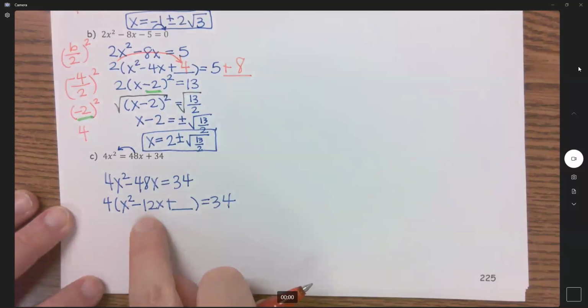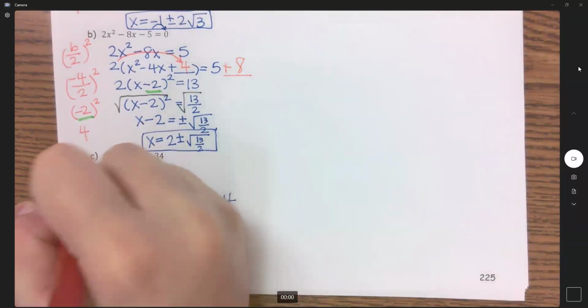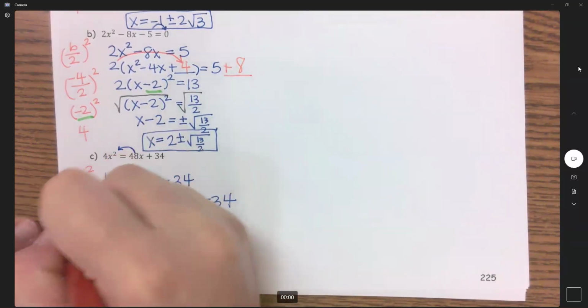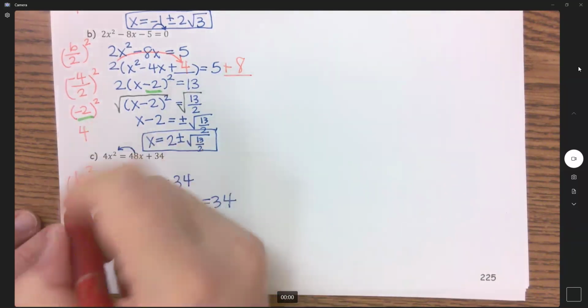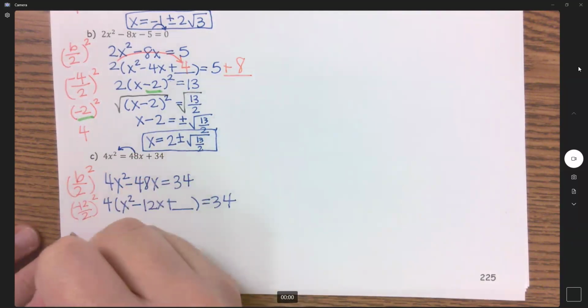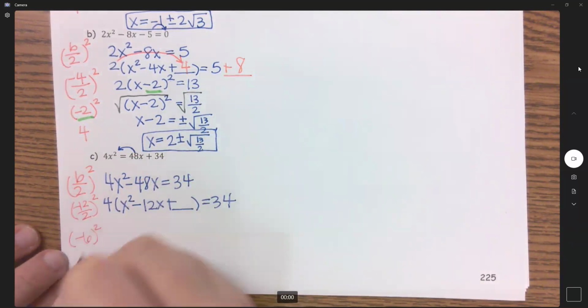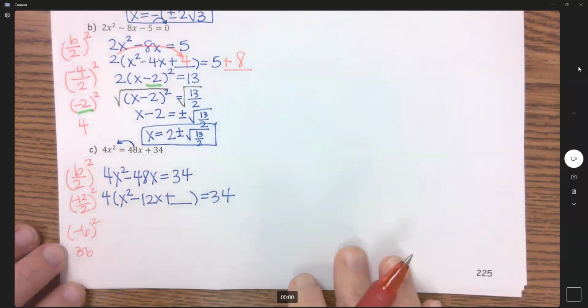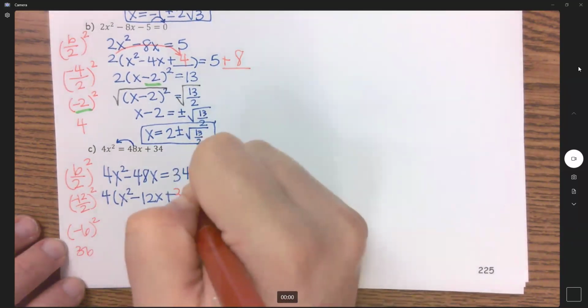Okay, let's figure out what goes in this blank here. We're using b over 2 squared. My b is now -12. -12 divided by 2 is -6. And -6 squared is 36.